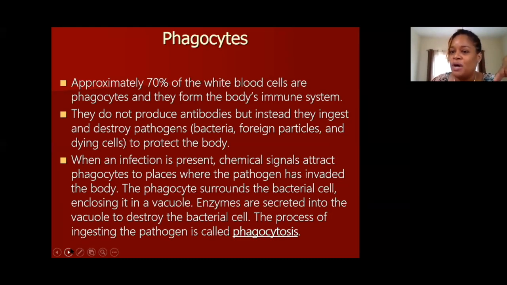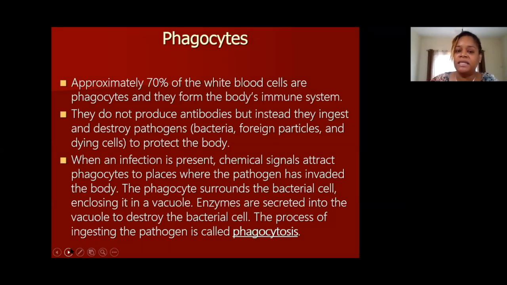They don't produce antibodies, but instead they ingest and digest any type of pathogen. So a pathogen could be a bacteria, any type of foreign particles, or dying cells even. And they do this as a mechanism of protecting the body. So whenever an infection is present, chemical signals help to attract these phagocytes to the site of the infection. And they go straight at it, almost like wartime. They engulf, they digest, they destroy. Now, they may be destroyed in the process as well, but they are the ones on the front line. They are the ones that attack any infection immediately.